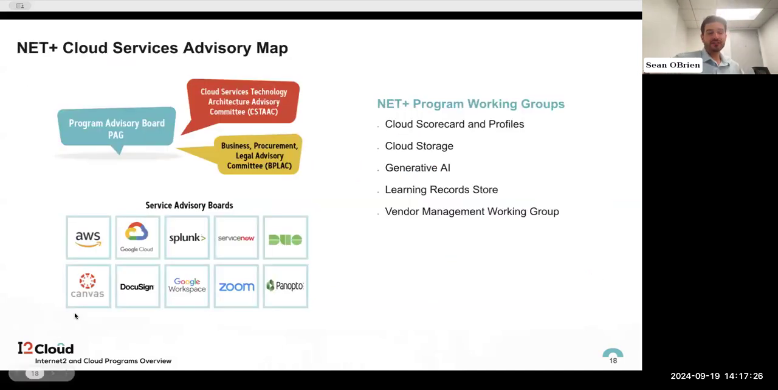As I mentioned, most of the services have a service advisory board. We're really focused on how we design everything we do to meet the needs of the research and education community. So we have a number of groups that provide us guidance: a group called CSTAC, the Cloud Services Technology Architecture Advisory Committee, that thinks about the technical standards of the program; the Business Procurement and Legal Advisory Committee that thinks about what we do from a contract perspective; and then, of course, the service advisory boards that I talked about earlier that represent each service.